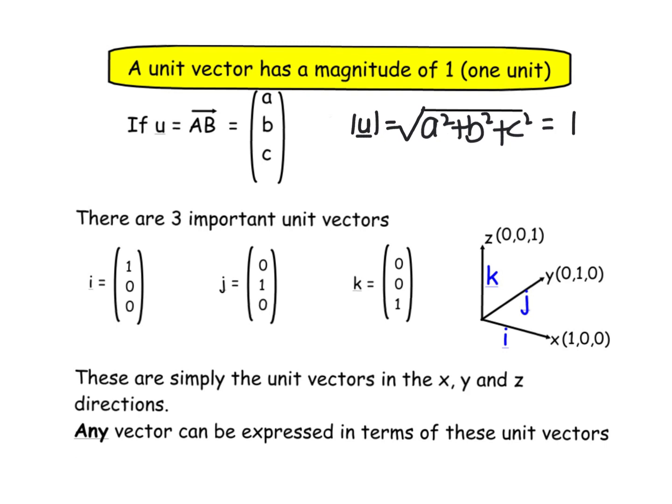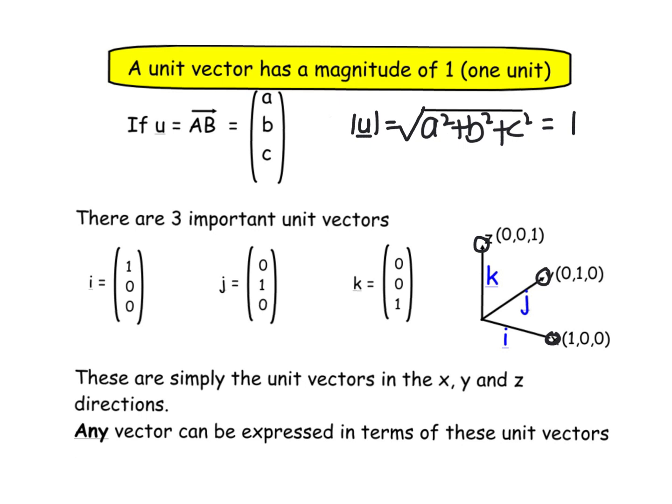Now there are three important unit vectors here, i, j and k, and if you look at them, basically they're a series of 1s and 0s. So each of these vectors would be 1 in length. So the i vector would be 1 point along the x-axis. The j vector would be 1 point along just the y-axis. And the k vector would be like 1 unit up the z-axis. So these are simply unit vectors but put onto the x, y and z directions.